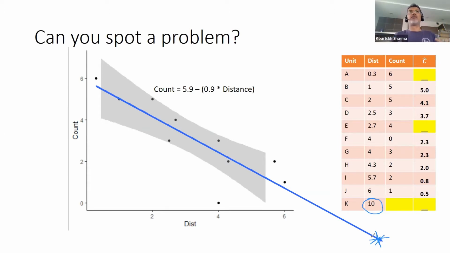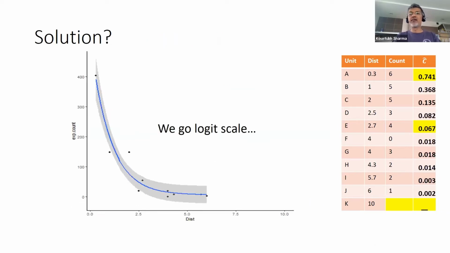So one of the basic premises of wildlife populations is that they're always more than 0, right? They always have to be more than 0. There can't be negative populations of species. How do we deal with that? A very simple solution. We change the relationship and we go on logit scale. The same equation, if you create it on the logit scale, we can just do it on exponential. If you convert count to exponential count, you will see that for whatever distance you go further, it will never ever come to 0.